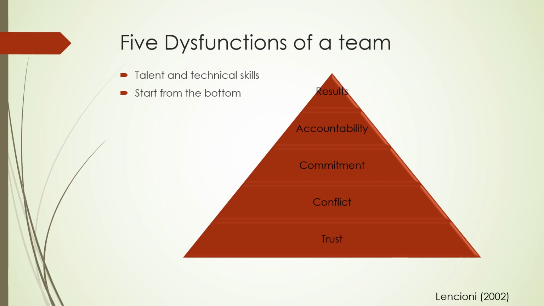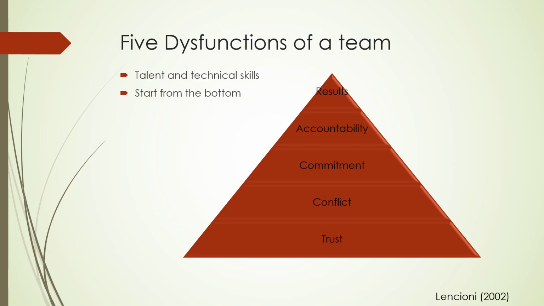So it's really important when you're looking at this pyramid. The first dysfunction of the team is absence of trust. The second one is fear of conflict. The third one is lack of commitment. Fourth one is avoidance of accountability. And fifth one is inattention to results.